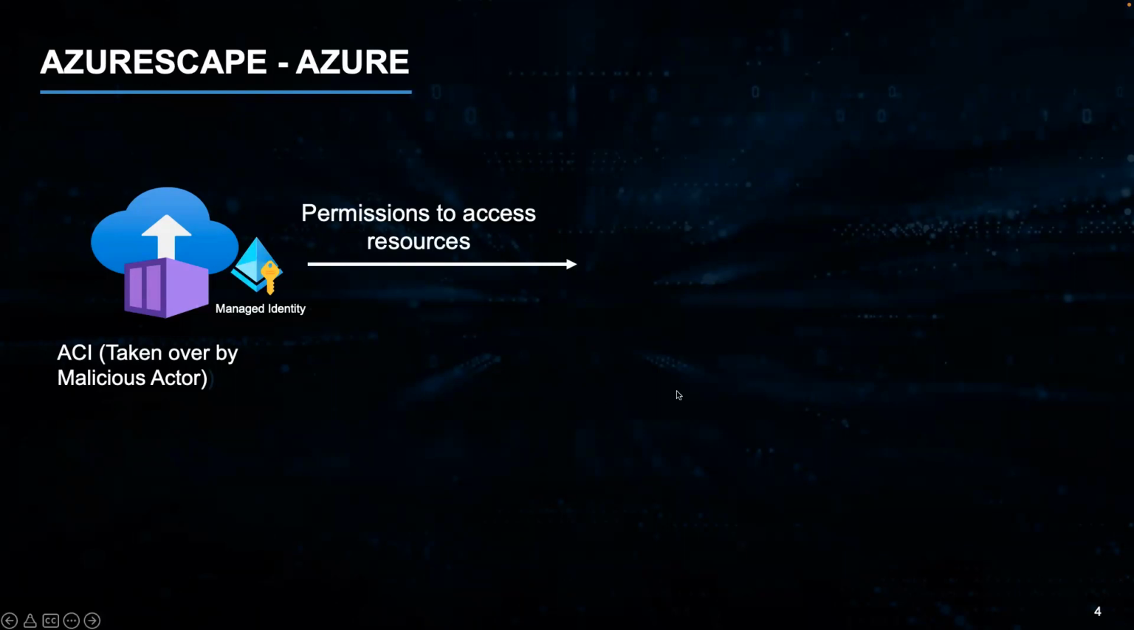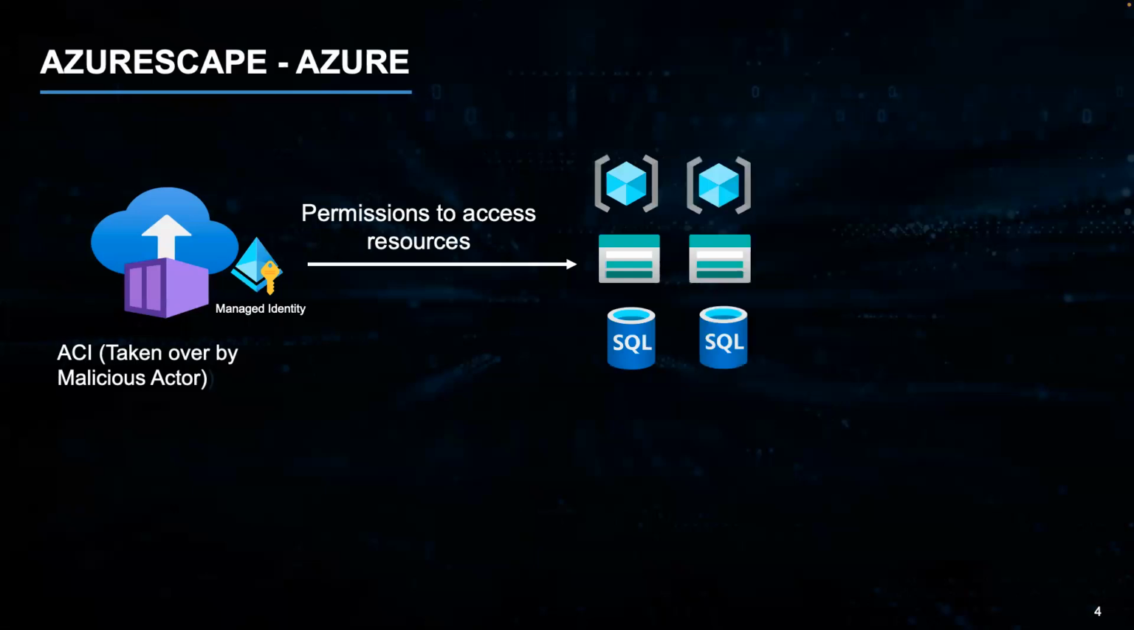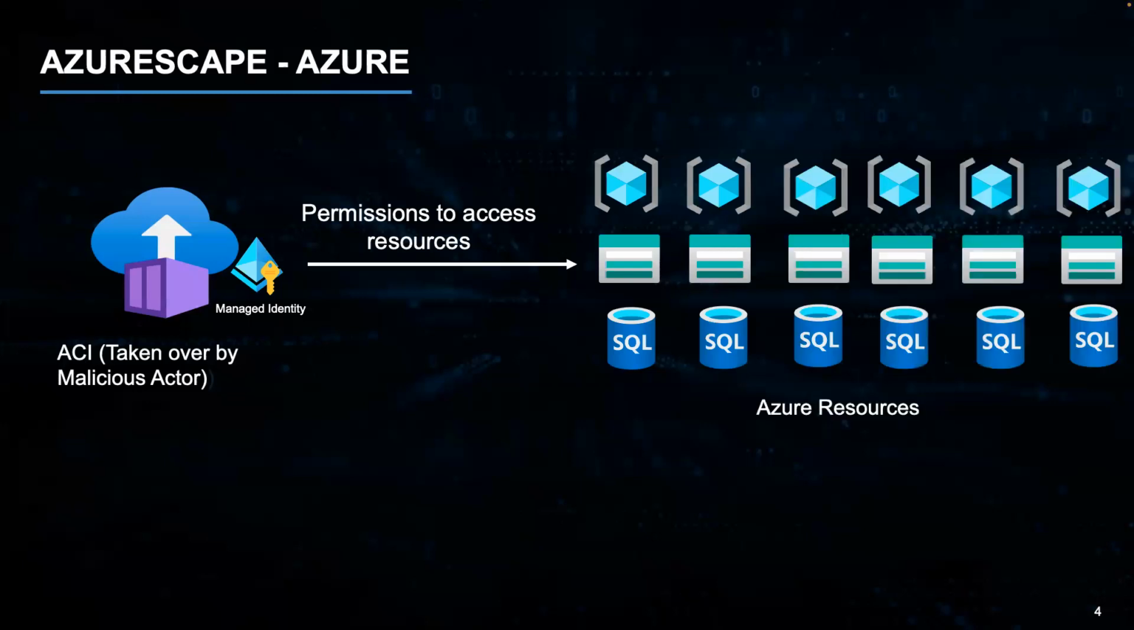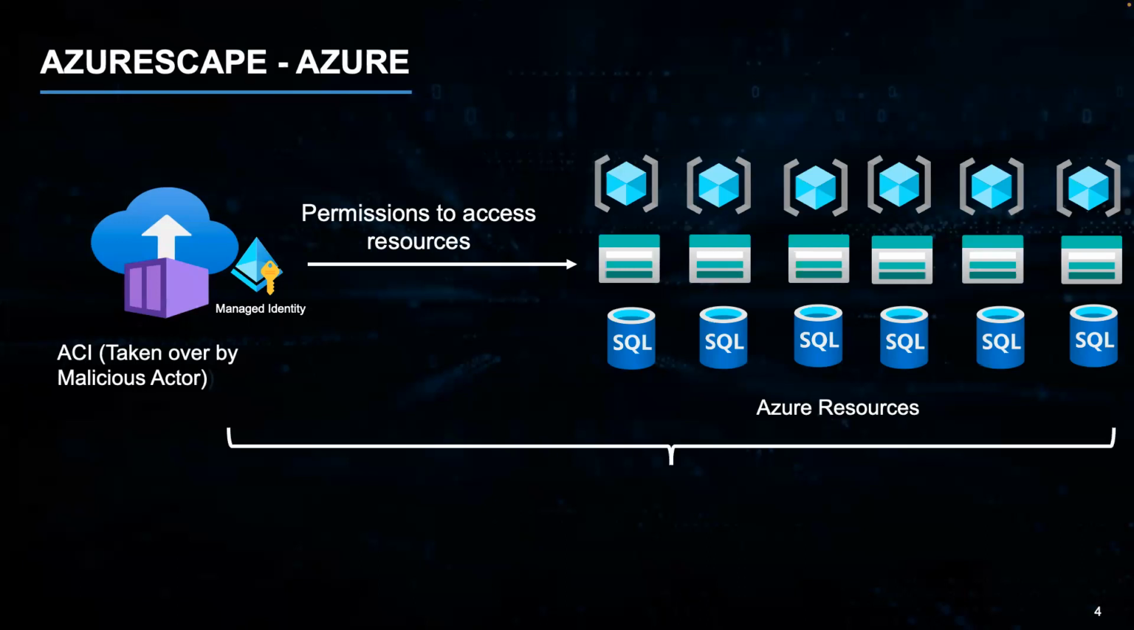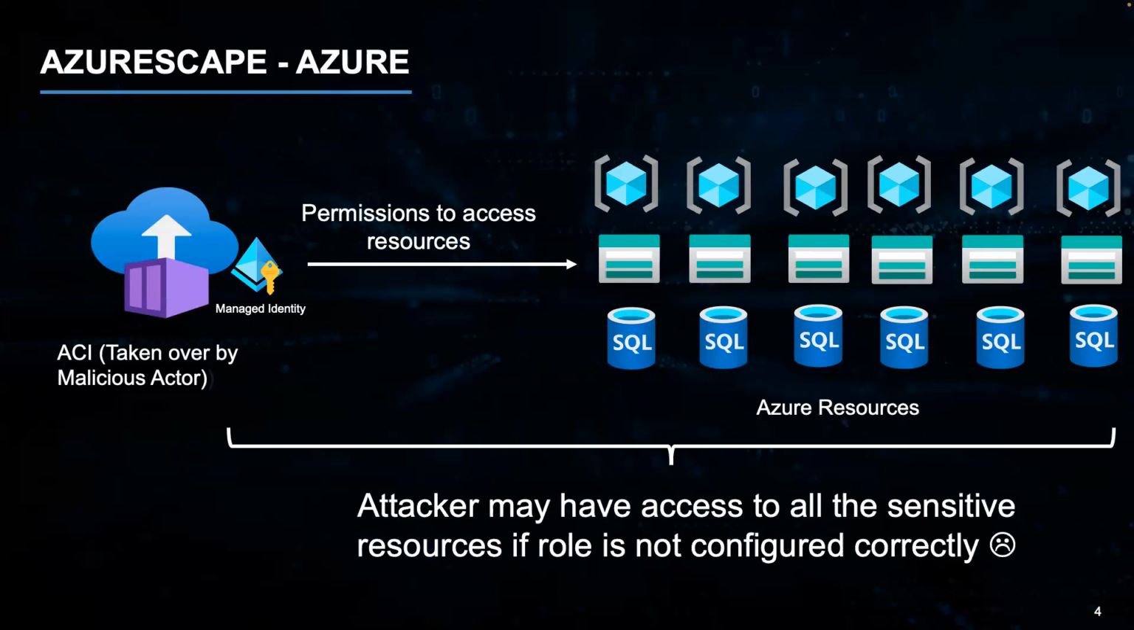Here, the permission can be assigned to access a specific set of resources. If your organization is not following the least privilege principle, what's going to happen? You might provide over-permissive managed identity permissions to your entire set of Azure resources. What it means is that once the attacker has gained access to your ACI container, they will have access to all your Azure resources. So this is a little bit about AWS and Azure.